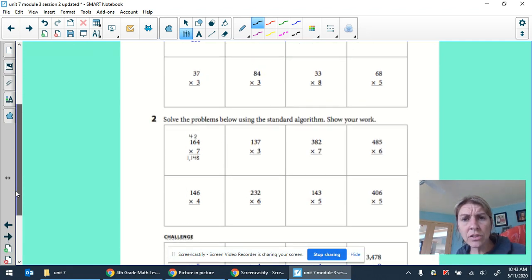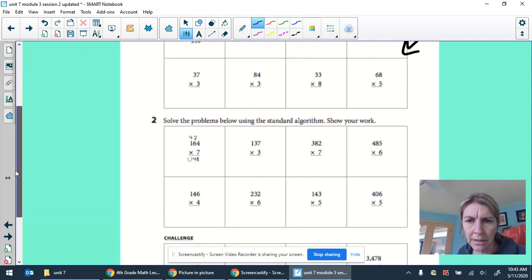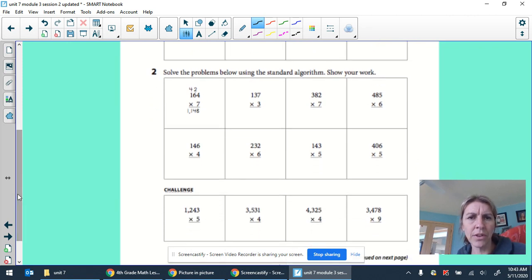Hey, the challenge though, you guys, so we've done a lot of these where it's just 2 numbers up top, but all you do is keep multiplying and carrying over. So for these, you can even try 137 times 3, pause, and then come back. So hopefully you tried it, but watch what happens.